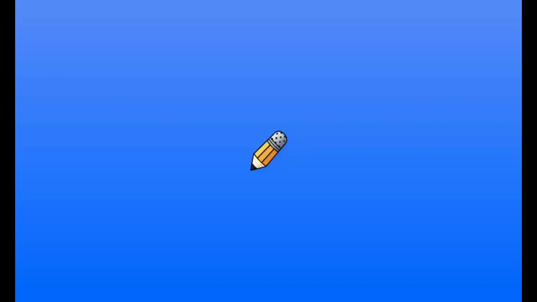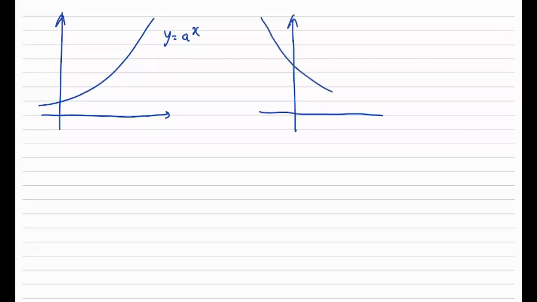Have you watched the video already? Exponential graph. Basically very simple. Just memorize only. So it looks like this. Y equals a power x. Or the other case, y equals a power x. This one is when a is more than 1. This is the case where 0 less than a less than 1.